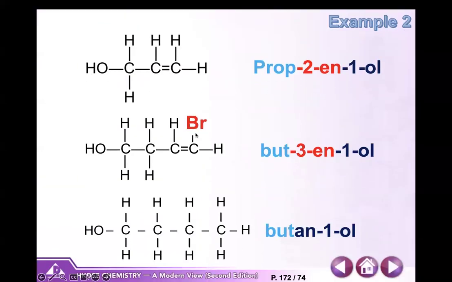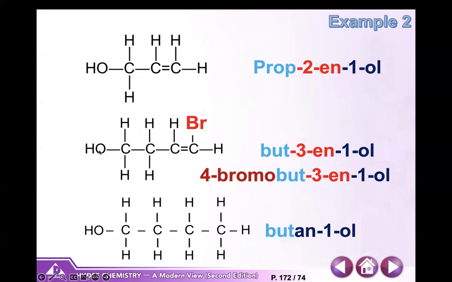Once we change this one, adding 1 more bromo, because the third carbon is here, the C=C double bond is here at the third carbon, and then this will be the 4th carbon. As a result, the naming changes to 4-bromobut-3-en-1-ol.